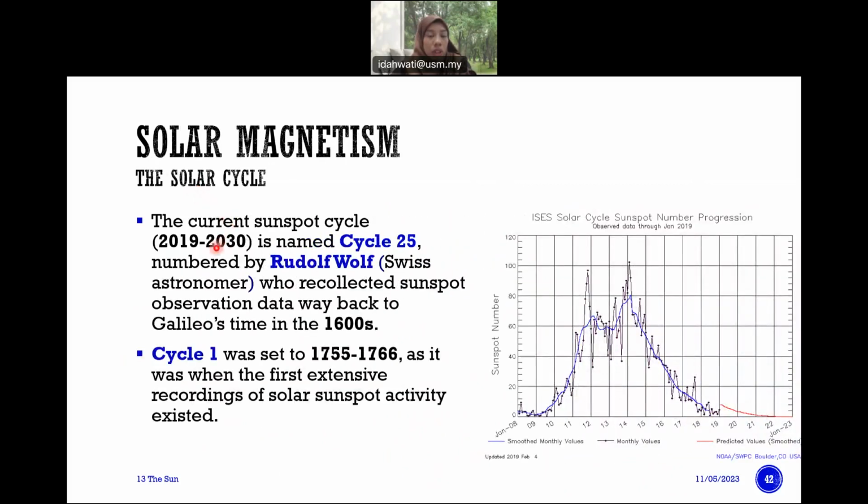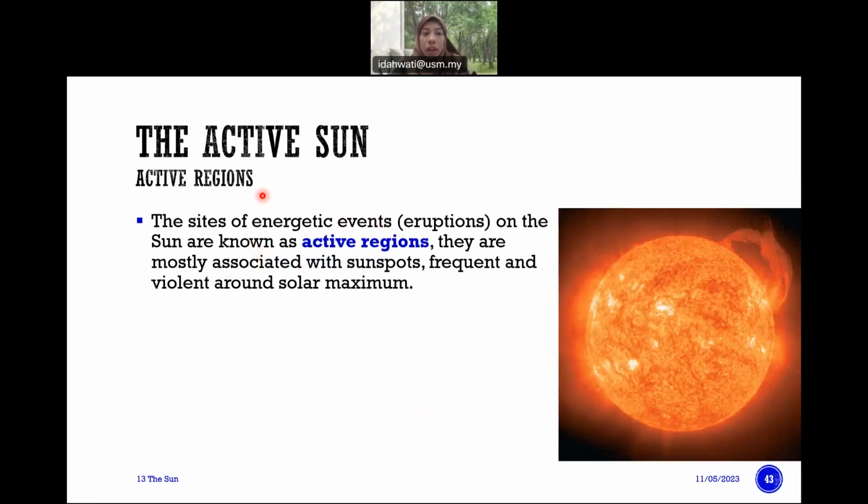So we go to the next one about the active sun. We have active regions on the sun's surface, and these energetic events, the eruptions that happen on the sun. They are mostly associated with sunspots, and are frequent and violent around the solar maximum. If we're talking about the solar maximum, we can assume that the sun is very active on the surface. So we can observe many events that might occur at that time of solar maximum.